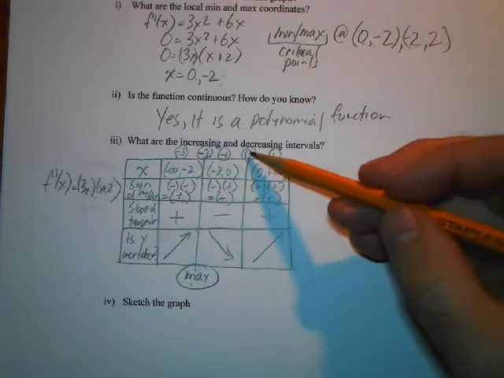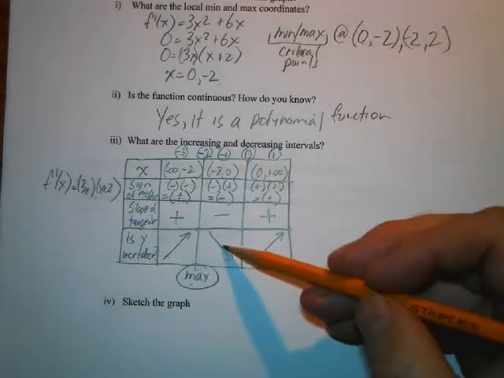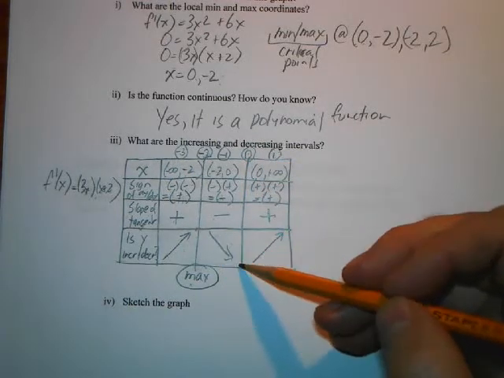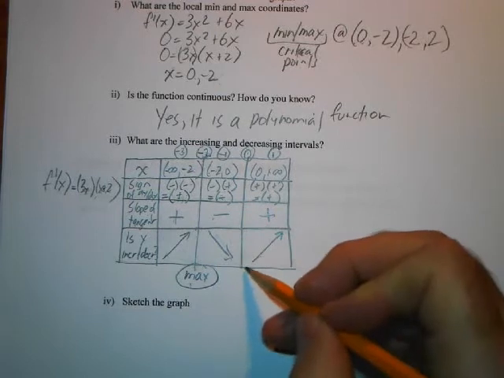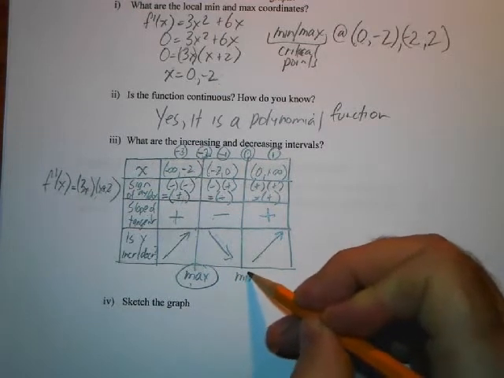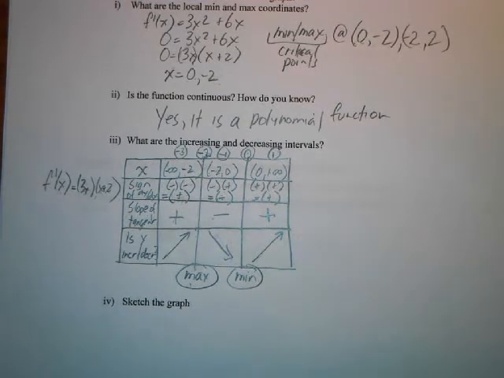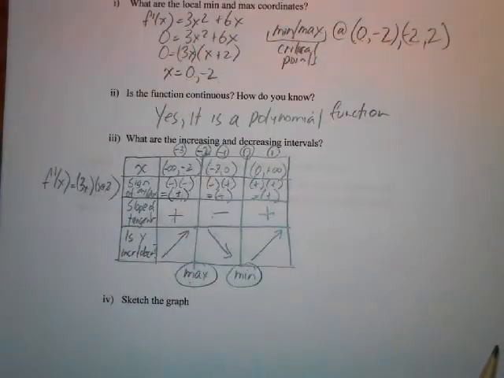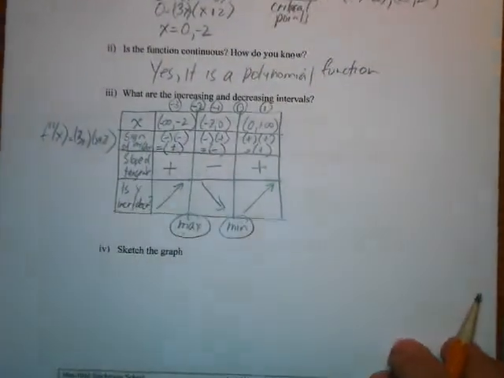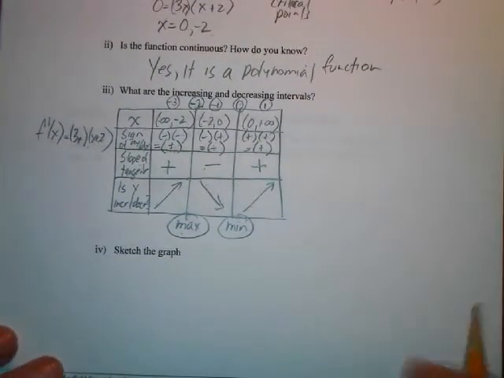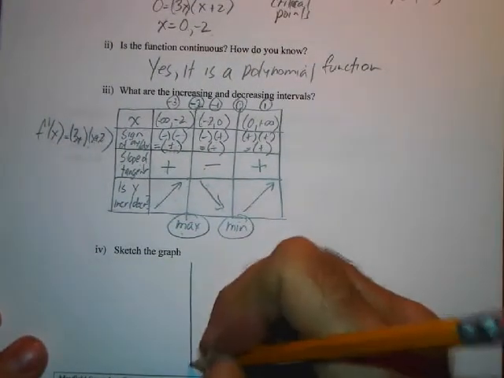Same idea for this critical point at 0. You can see to the left it's decreasing, to the right it's increasing. That means here this is going to be a local min. And that's where that becomes useful. And then finally, just a sketch. And this is just a sketch.